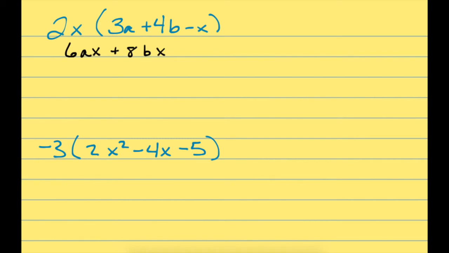2x times negative x is going to be a negative number. And when I multiply the x by the x, I get x squared. So there's our answer.